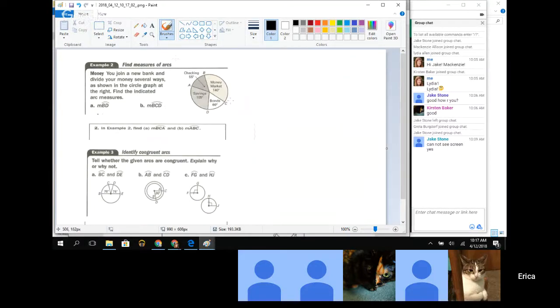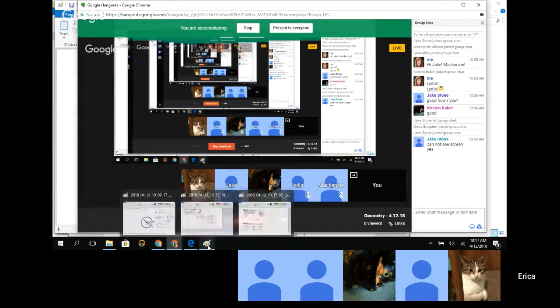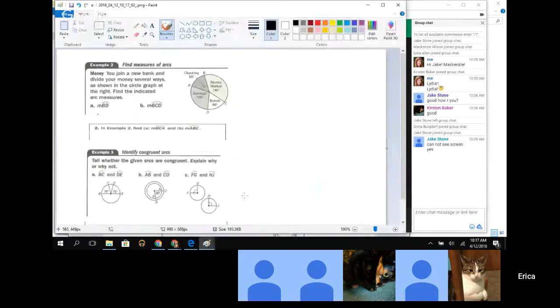Money. We're going to check out some money here. You join a new bank and divide your money several ways, as shown in the graph at the right. Find the indicated arc measurements. So if you can type in the chat what you think these are, because this should be pretty easy. So the first one is to find the measure of arc BD.